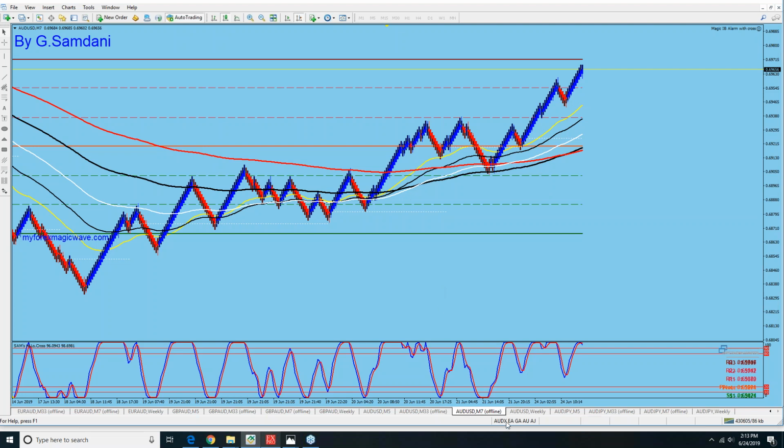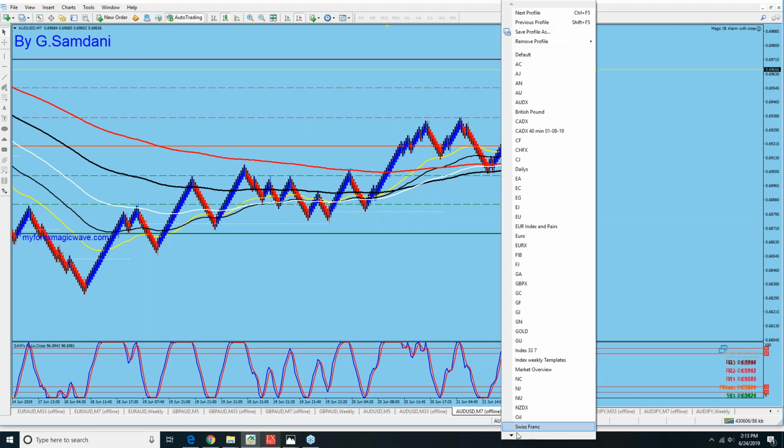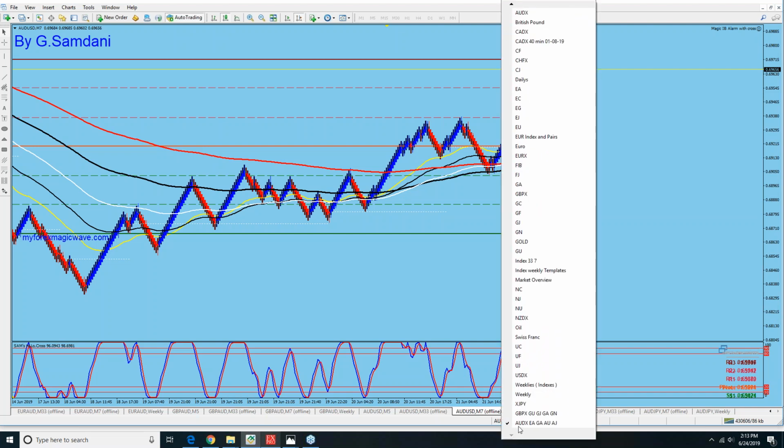Make profiles like this. I have this Aussie profile, this is the Pound profile, and this is on this computer. On the other computer I have other profiles. This is the Euro profile. It means Euro index and Euro pairs, like Euro Aussie, Euro USD, Euro Yen, right? Euro this, Euro that. And then Pound has Pound USD, Pound Yen, Pound Aussie, Pound Kiwi. So anything is a schedule.